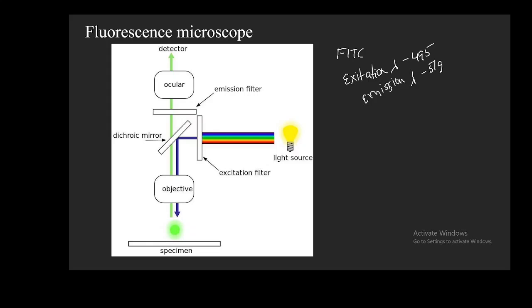So we will use the excitation filter here, which will only allow light of this wavelength to pass. We will use the emission filter here, which will only allow light of this wavelength to pass. So on the basis of the fluorophore molecule which you are using to label your sample, you are going to use a specific excitation and emission filter, and you set that when you perform the experiment in the fluorescence microscope.